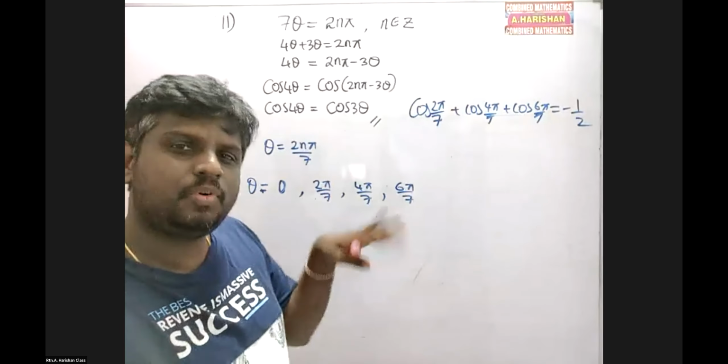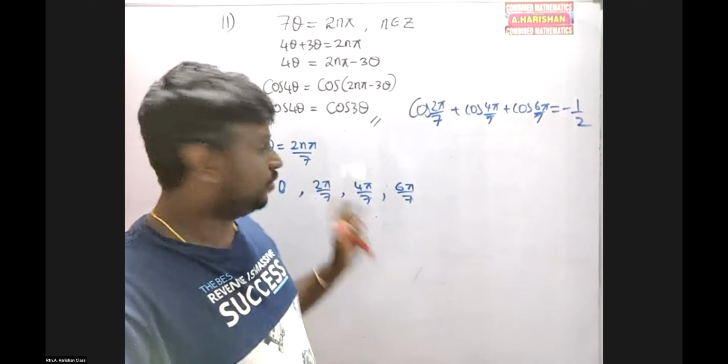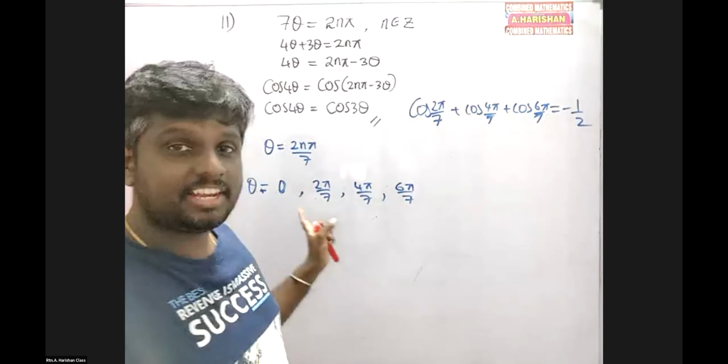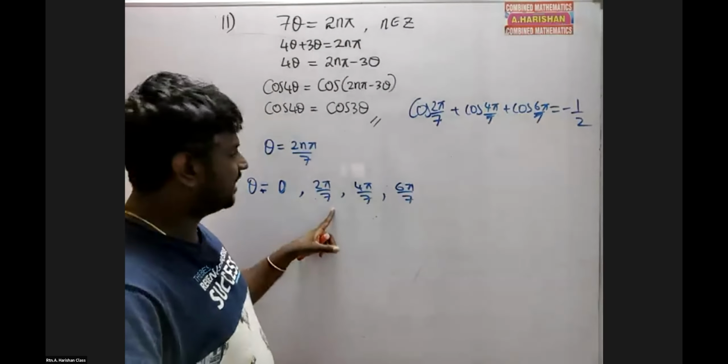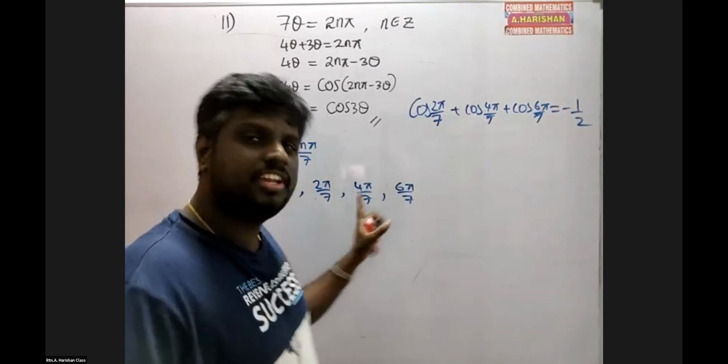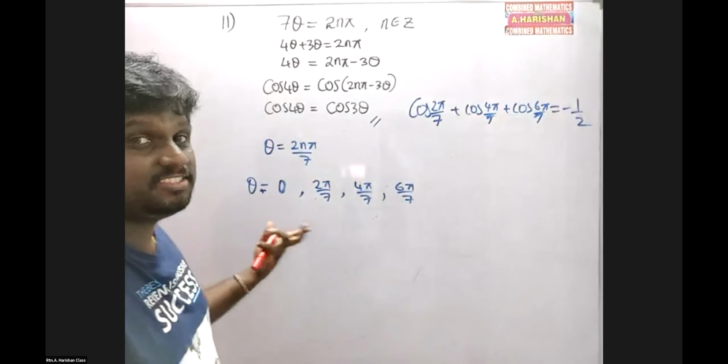So I stopped with the 4 values. Why? 4 distinct values. These are the distinct values. This is not equal to this. This is not equal to this. This is not equal to this. Okay, these are the distinct values.